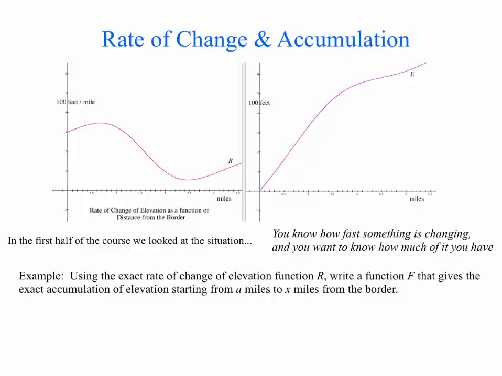Okay, but looking back at the first part of the course. So here's an example. There's something similar in the book, I think. So over on the left, we have the rate of change of elevation as a function of distance from the border. And then over here on the right, we have elevation as a function of distance from the border. Okay? So using the exact rate of change of elevation function r, write a function f that gives the exact accumulation of elevation starting from a miles to x miles from the border. So I'm going to say, looking over, this could be anywhere, okay? This could be any starting point, a.